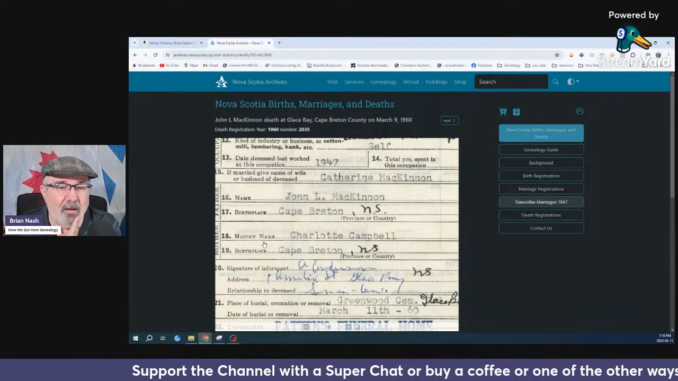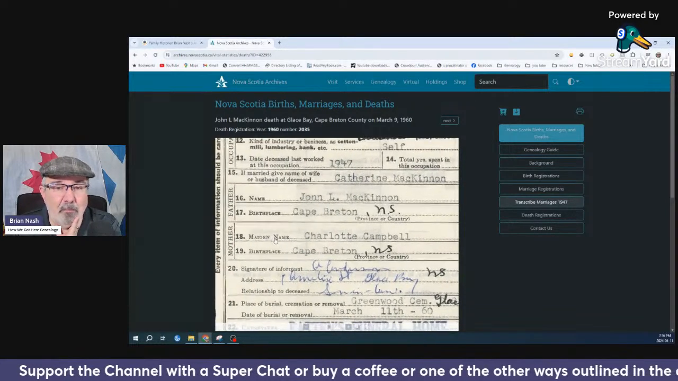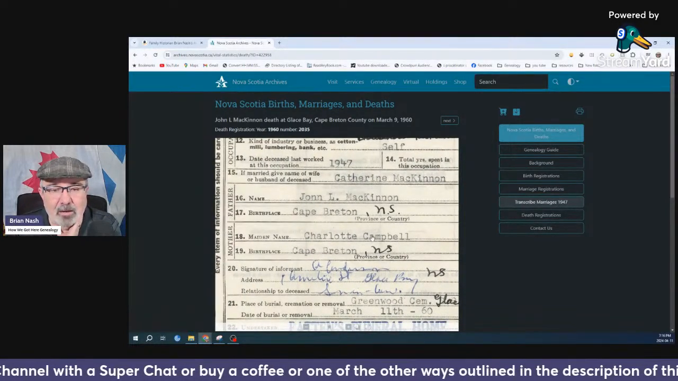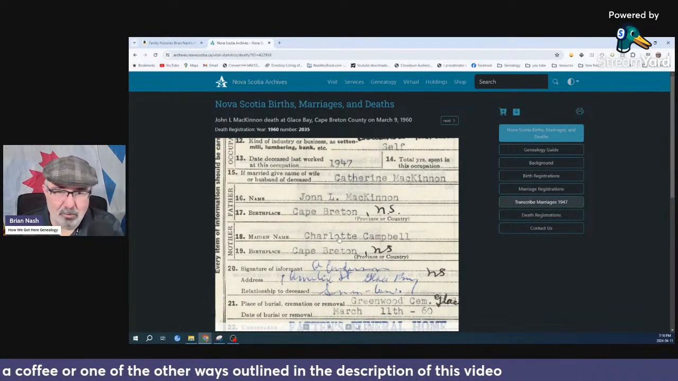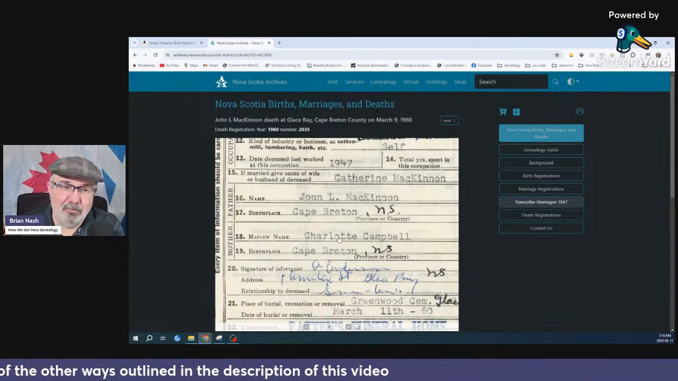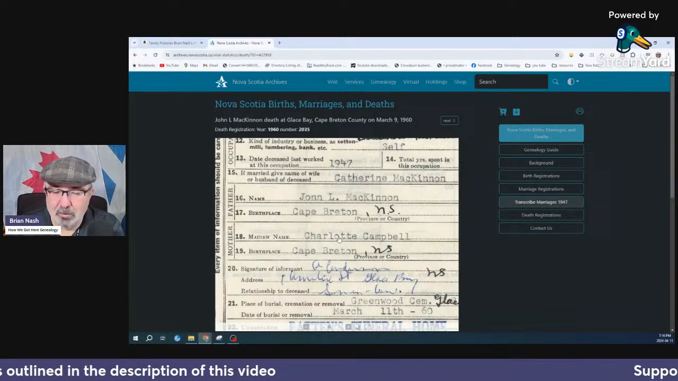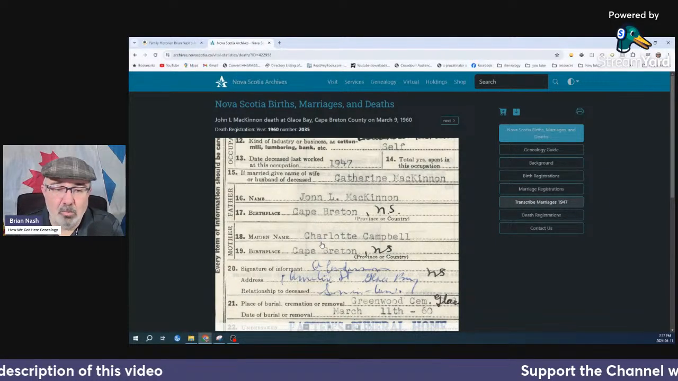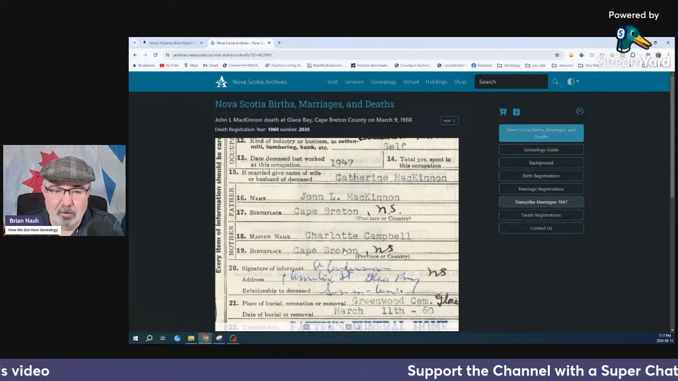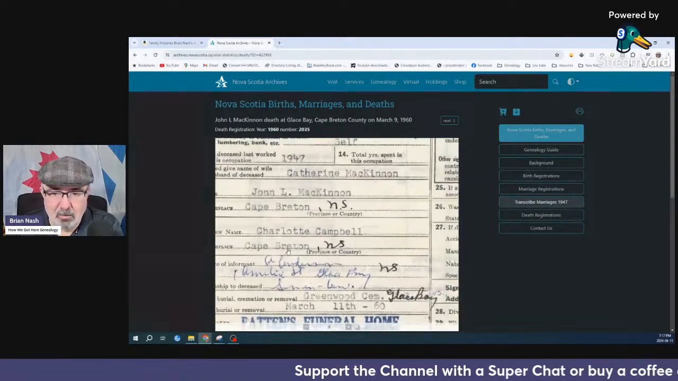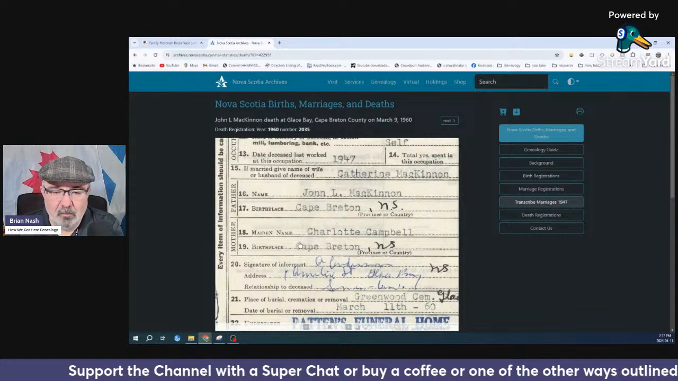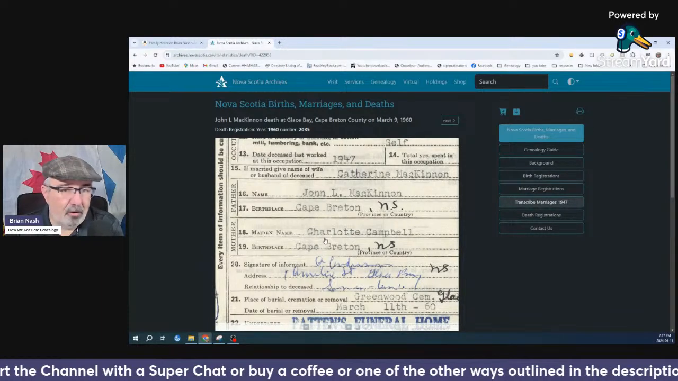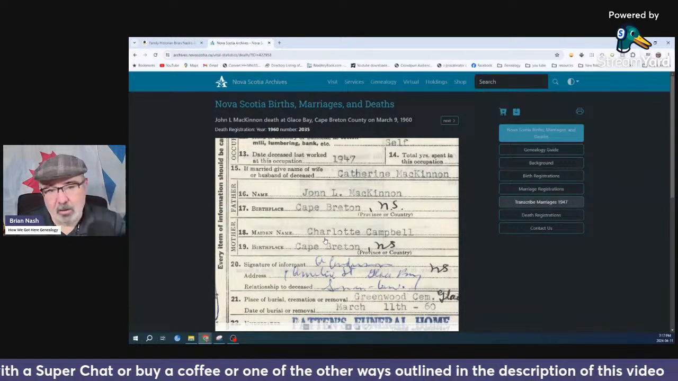But we have his mother with her maiden name, Charlotte Campbell. You'll notice my grandmother's name was Charlotte. She was named after her grandmother, who was also a Charlotte. So we know Charlotte, and we know that she was born in Cape Breton. Doesn't have birth dates of the parents there, but that's okay. We're going to look at finding those elsewhere. So we got that information.